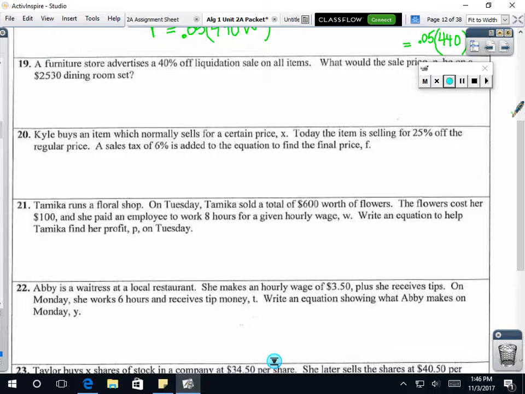Number 20. Kyle buys an item which normally sells for a certain price X. Today the item is selling for 20% or 25% off of the regular price. A sales tax of 6% is added to the equation to find the final price F. Okay, we've done several of these problems, but the ones we've done so far did not worry about sales tax. So really you should know how to set it up without the sales tax part. Does anybody remember that much?